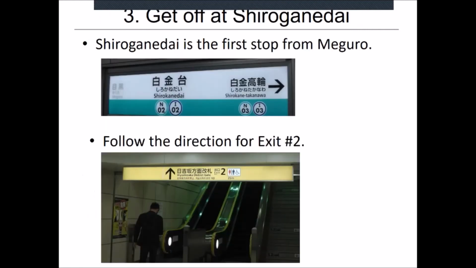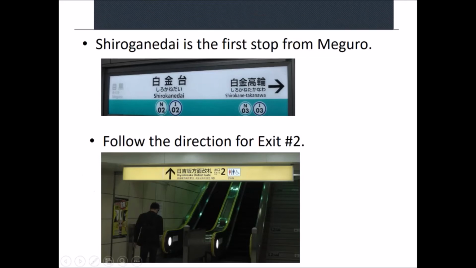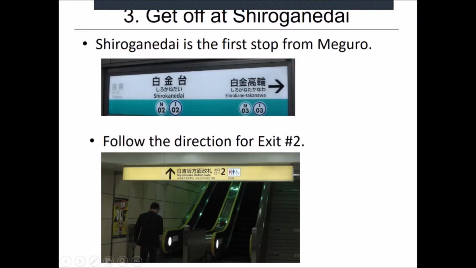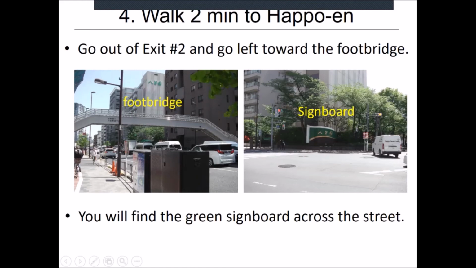You get off the subway at Shirogane-dai, and Shirogane-dai is the first stop from Meguro. This is the station of Shirogane-dai. And follow the direction for exit number 2. You go out of exit 2 and go left toward the footbridge. Don't walk across the footbridge, but go below the footbridge, and you find the signboard of Happoen.